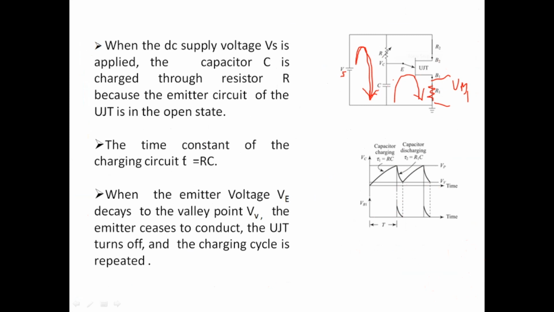If we fix C and vary R, I can vary the pulse position, meaning how much time it takes to reach V peak is decided by this value R. By varying R we can change the firing angle. When the emitter voltage VE decays to the value VB, the emitter ceases to conduct, the UJT turns off, and the charging cycle repeats. The time constant of the charging circuit is T equal to RC.